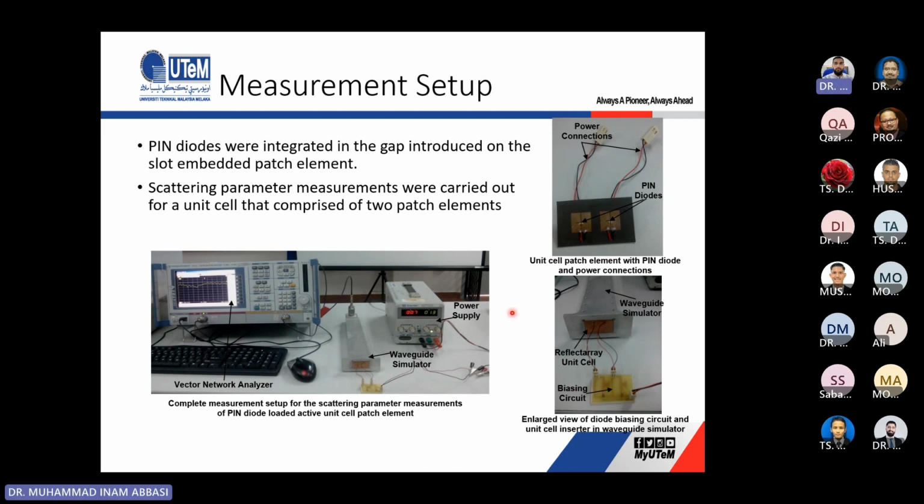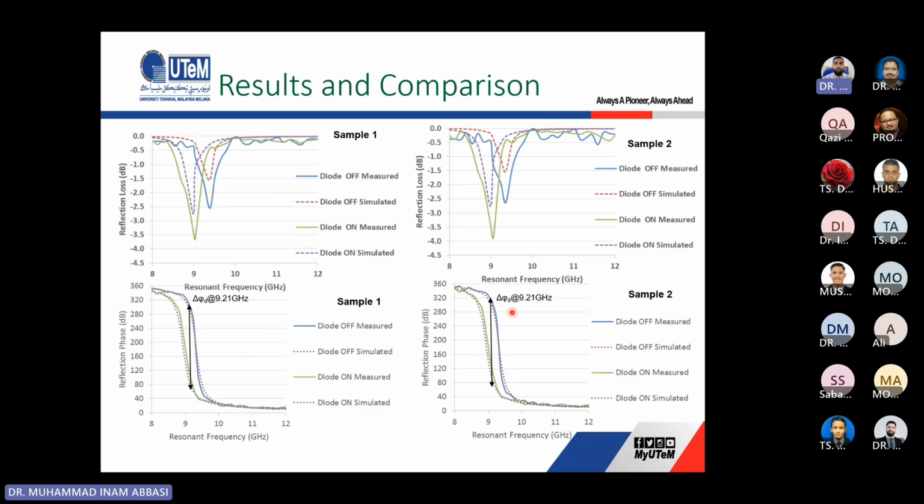So we use this technique, and we were able to get different frequencies, or we were able to switch the frequency based on the off and on state of the pin diodes. Here are some of the results for different samples. We can get frequency switching from one point to another, from 9 until 9.5 gigahertz, and we can get a dynamic phase range of around 250 degrees. So that was good enough for this type of design.